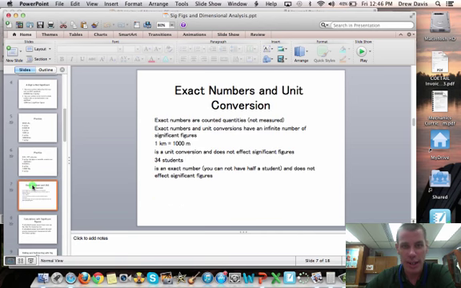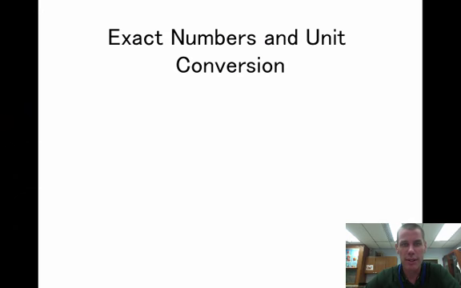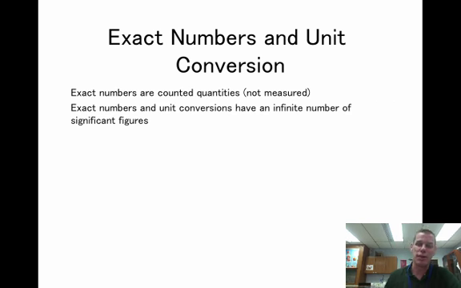Alright, exact numbers. Exact numbers are counted quantities. They're not measured numbers. Because they're counted, there's no chance of having a fraction. And so an exact number or a counted quantity has an infinite number of significant figures. Same thing with a unit conversion. 1,000 meters equals exactly 1 kilometer to an infinite number of significant figures.